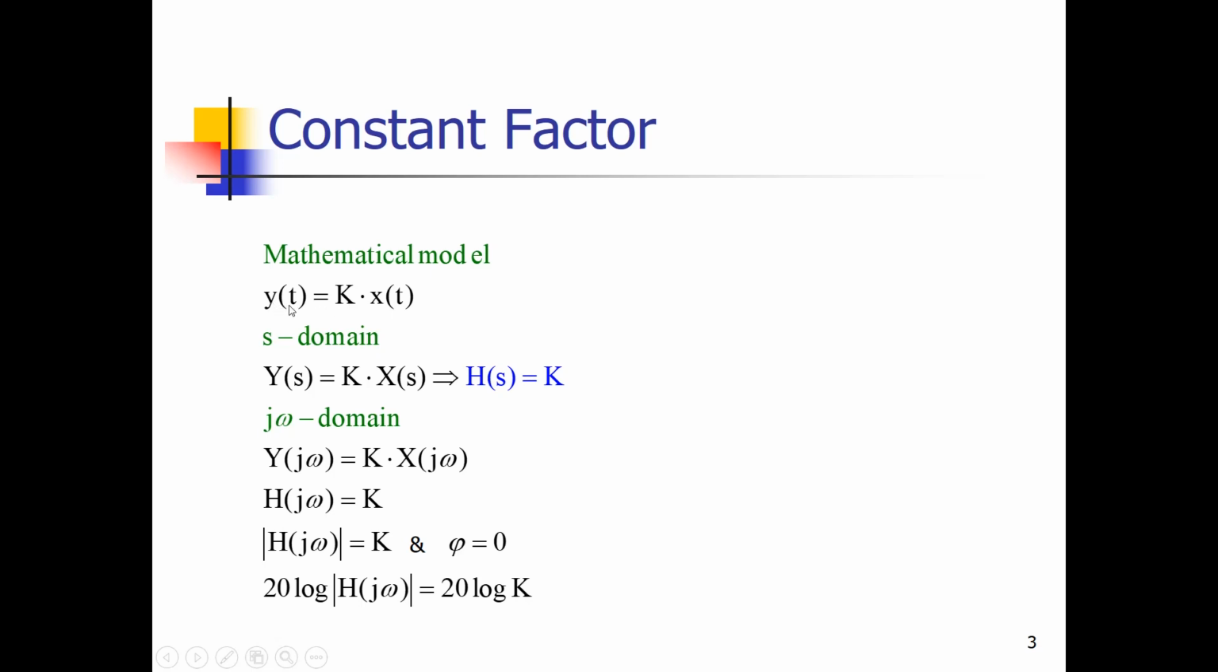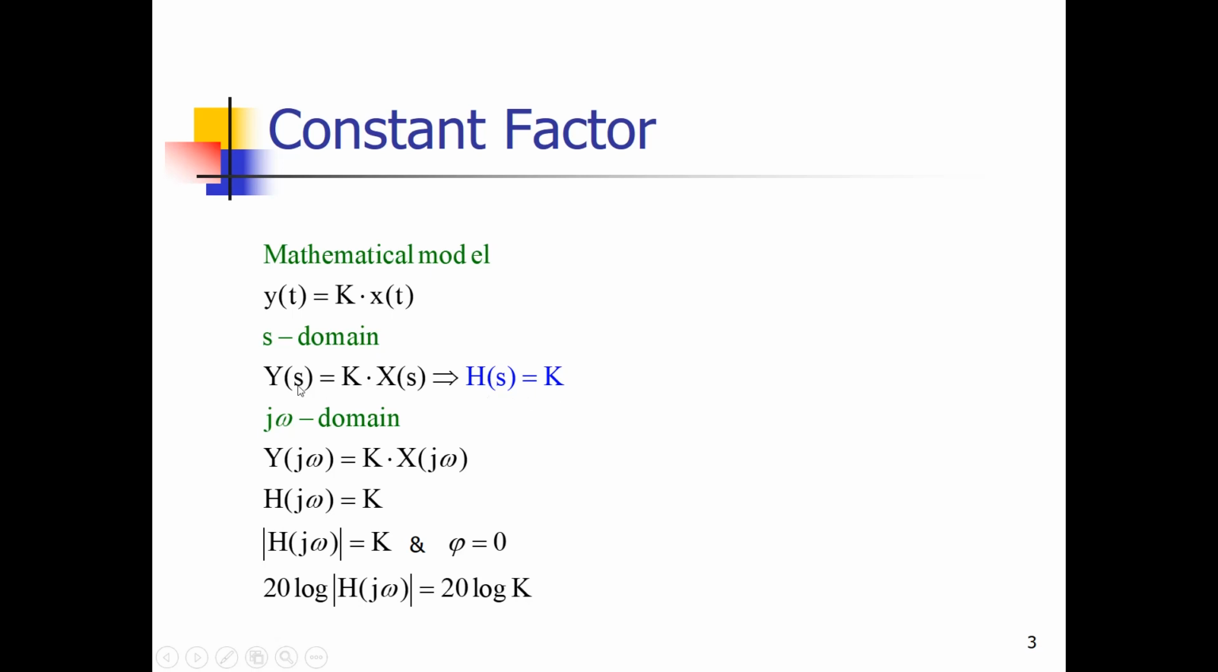When we transfer that mathematical model in the time domain towards the S domain, we get the same situation. We get y is k times x. So the transfer function y over x equals H, which is that constant factor k. So it's purely, again, a constant factor.